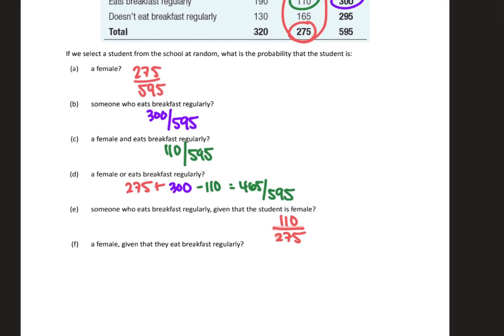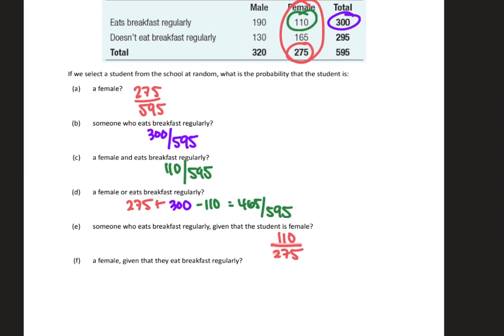And then the last question says, a female given that they eat breakfast regularly. So eat breakfast regularly, we're going to be looking at this row in the table. And so that total is going to be 300. And then in that row, the total number of females is going to be 110.